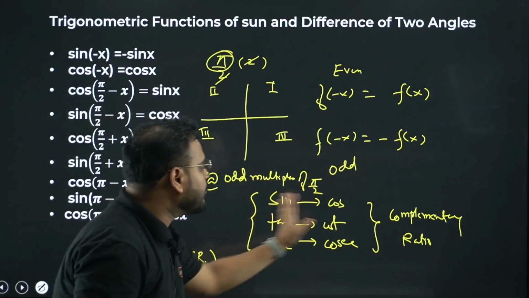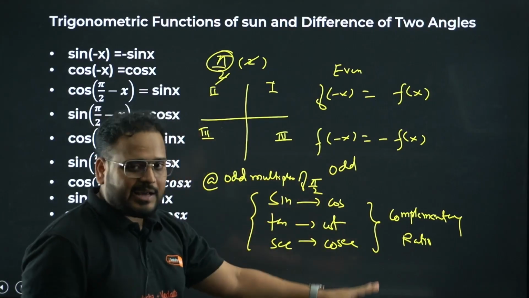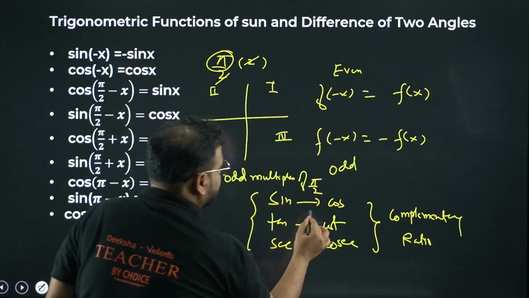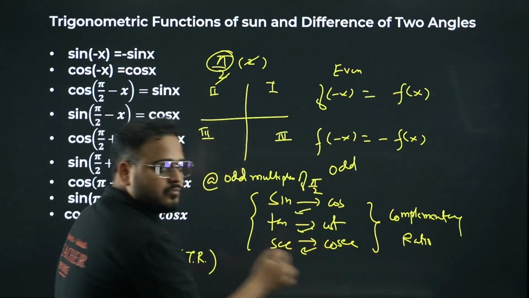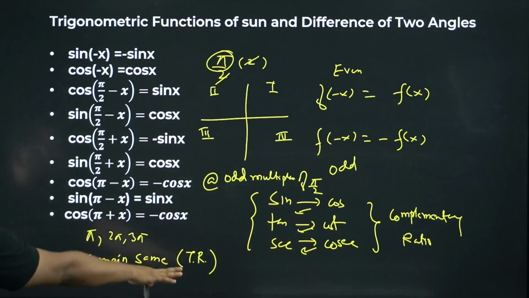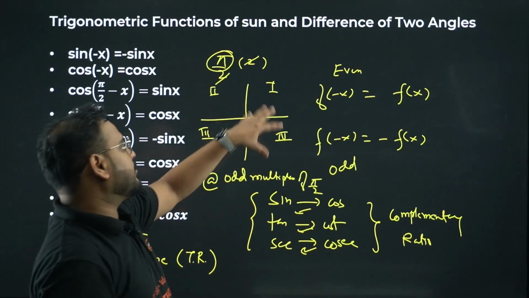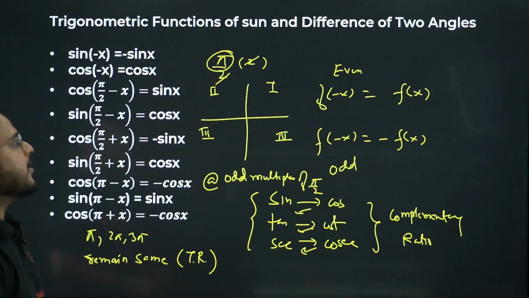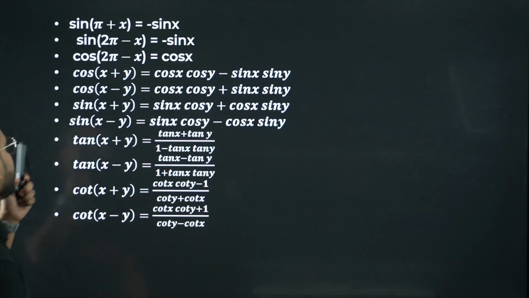So understand this from here. Odd multiples of pi by 2 will convert sine to cos, tan to cot, like that. And vice versa is also true, right? Vice versa is also true, both sides are true. In this case, pi, 2 pi, 3 pi, all the ratios remain same. Sign will be taken from the quadrant rule. I already explained this to you in the previous few slides. Okay, please go ahead. Same thing is over here.